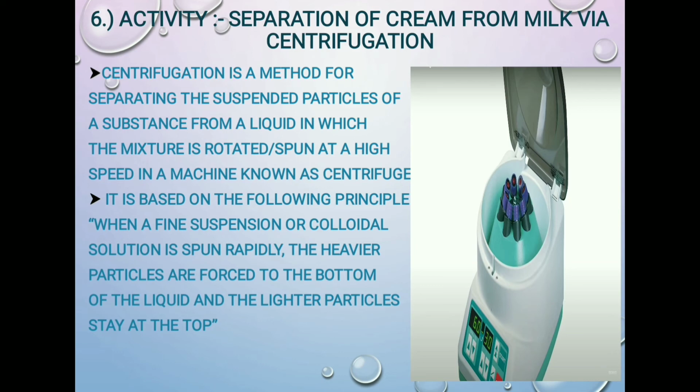The cream, being lighter in weight, floats over the skimmed milk. It can be removed. Thus, cream is separated from milk by centrifugation. The process of centrifugation is used in dairies to separate cream from milk. At our homes, our mother also makes ghee from malai or butter, and for it she uses a mixie.